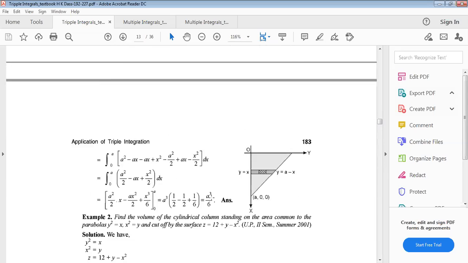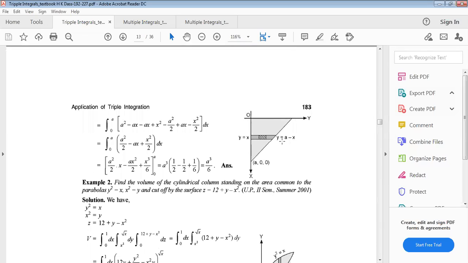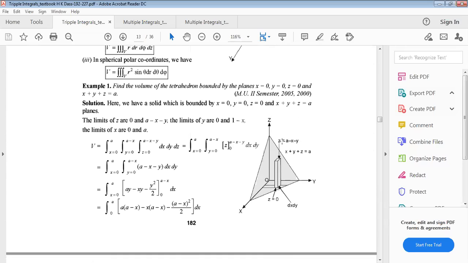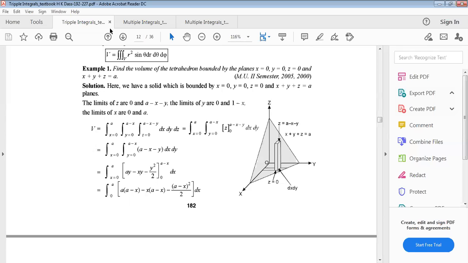So actually this is drawn to find out the limit of x. This is the x-axis limit, 0 to a, and the y-axis limit will be y equals 0 to a minus x. This is the curve a minus x, remember it. This is the a minus x, 0 to a minus x, and the z limits will be 0 to a minus x minus y. We have to draw these two geometrical shapes to understand this triple integration example, and this is the application of triple integration.